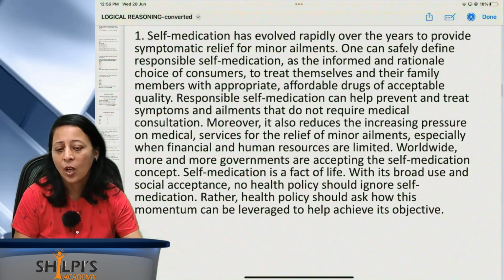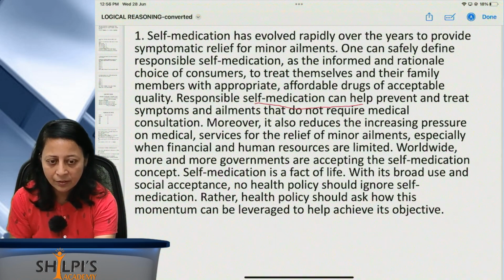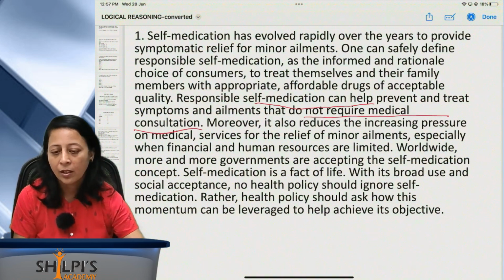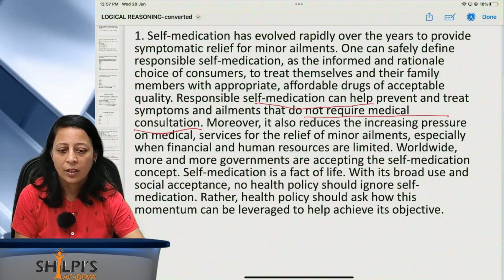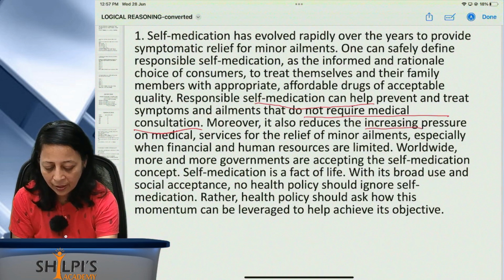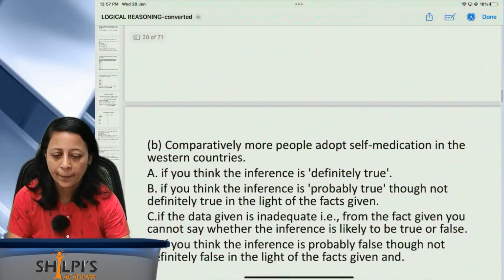Can you see? Moreover, it also reduces the increasing pressure on the medical services, so it's been given here. For the small treatments, you do not require medical consultation. Fine. So it also reduces the increasing pressure, they have given clearly here. So it means it is definitely true.